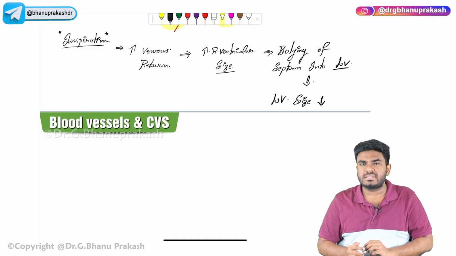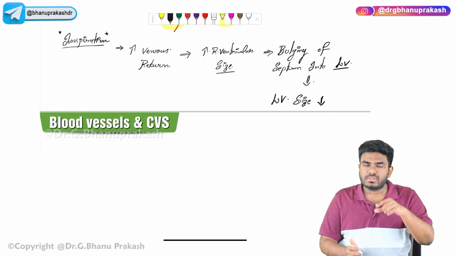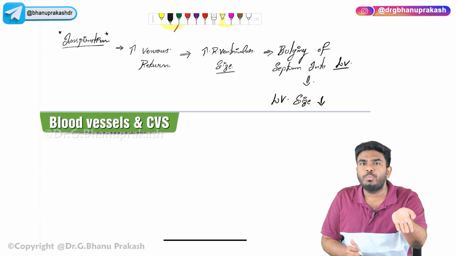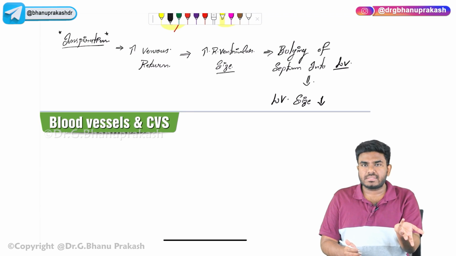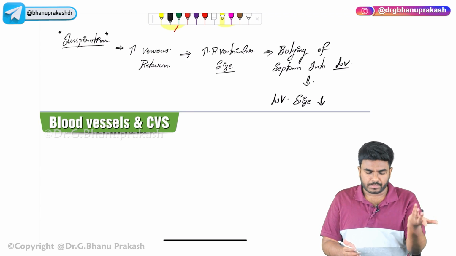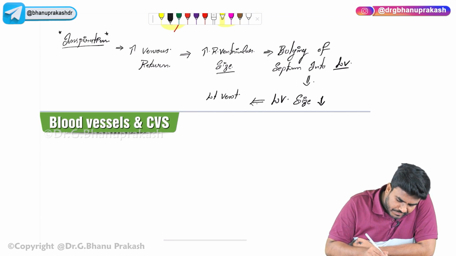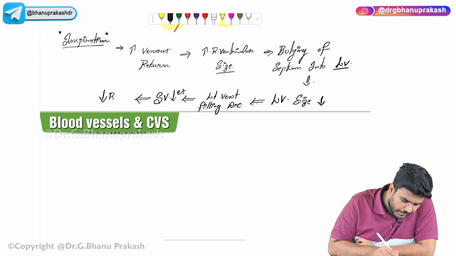So the left ventricular size decreases, the left ventricular filling decreases. Whenever the left ventricular filling decreases, automatically the left ventricular output or the stroke volume decreases. Whenever stroke volume decreases, BP decreases, simple. So left ventricular size decreases, left ventricular filling decreases. Left ventricular filling decreases means what happens to the stroke volume? Stroke volume decreases. This decrease in stroke volume decreases the BP.